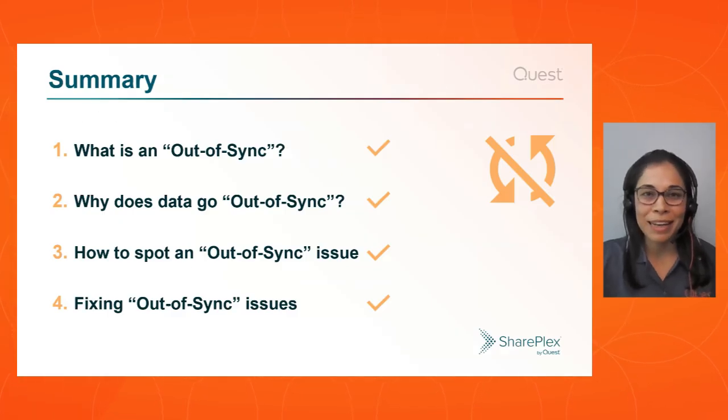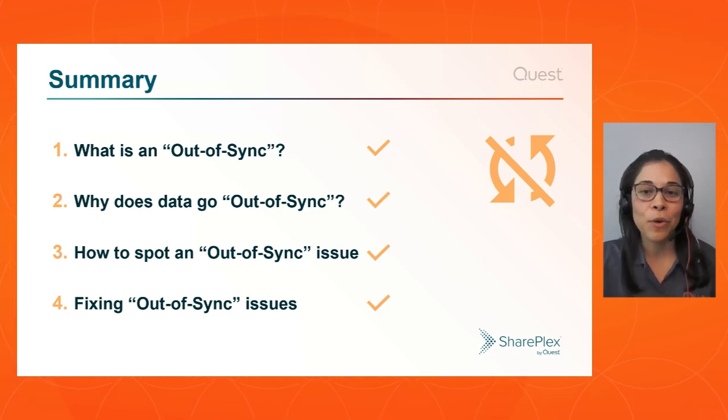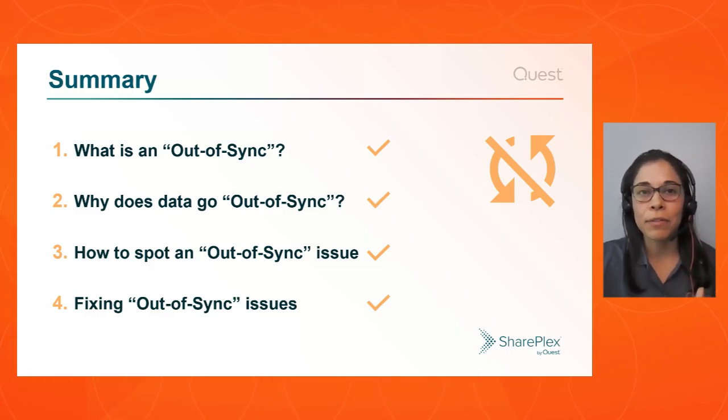So great. Let's wrap up with a quick summary of what we covered today. First, we defined what an out of sync condition is: when the data in the source doesn't match the target database. Also, we discussed some common reasons why data can go out of sync, such as triggers, constraints, or user activities that are affecting the replication process.